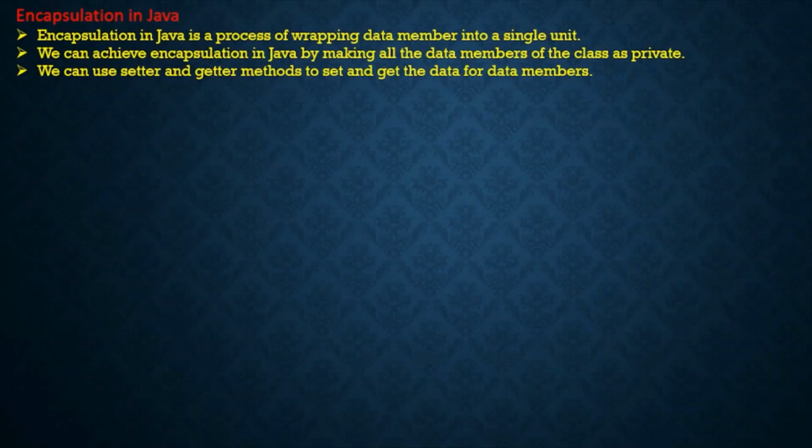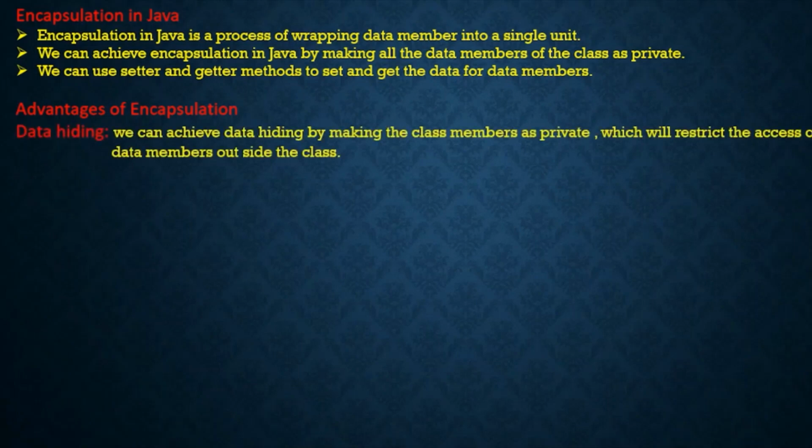We can use setter and getter methods to set and get data for the data members. And what are the advantages of encapsulation? We will get data hiding, because by providing the private specifier to the data members, we are indicating that we are restricting the data members from outside of the class. Okay, we are hiding our data.